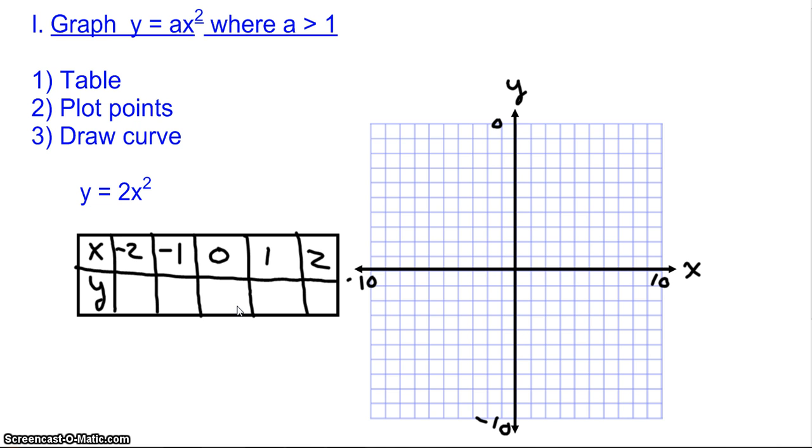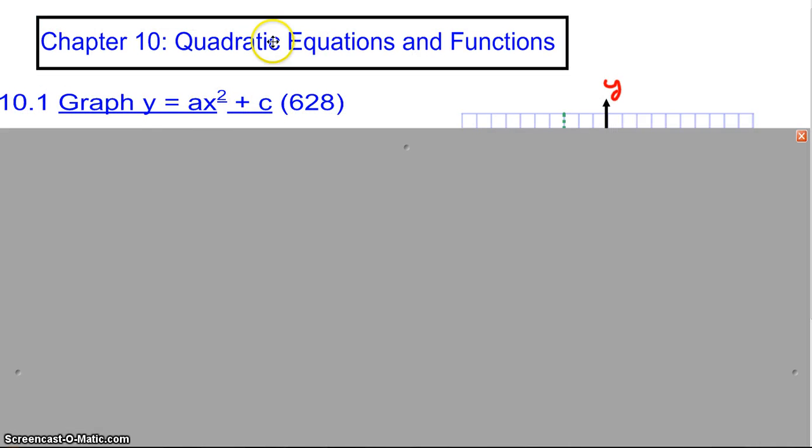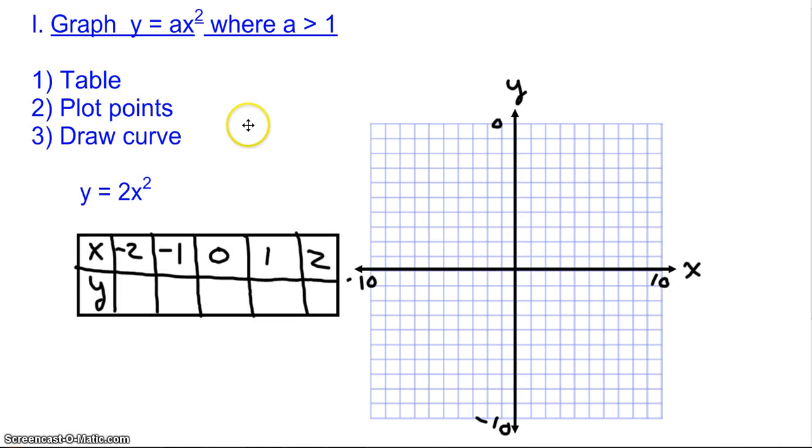And let's try graphing y equals 2x squared. So 2 is a number greater than 1, and that's why we're trying this. Notice that we are asked to graph equations that have ax squared plus c. So what would we be adding to this? It would be plus 0, right? So this is a basic quadratic equation.